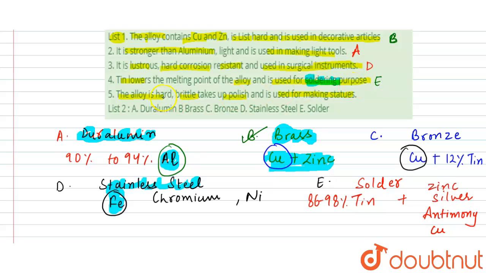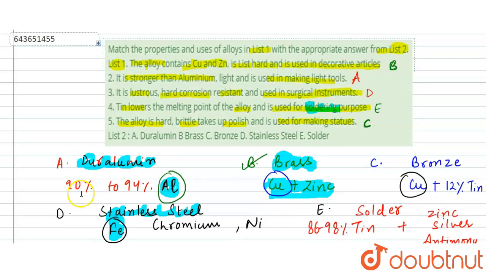Fifth is: the alloy is hard, brittle, takes a polish, and is used for making statues, and that is our C, bronze. It is also used for making medals, etc. So our answers are B, A, D, E, C. So that's our answer. Thank you.